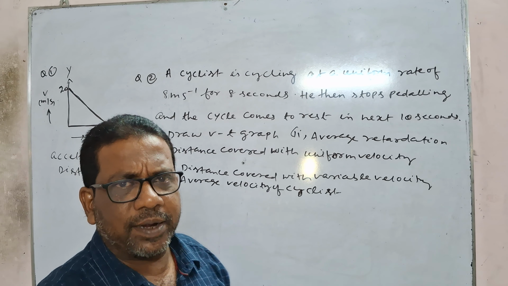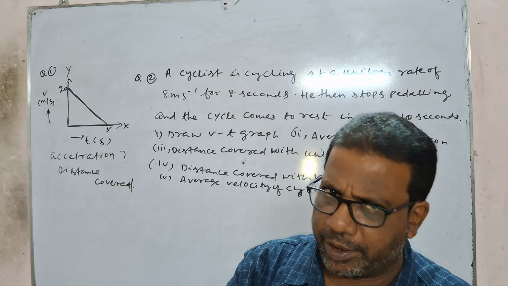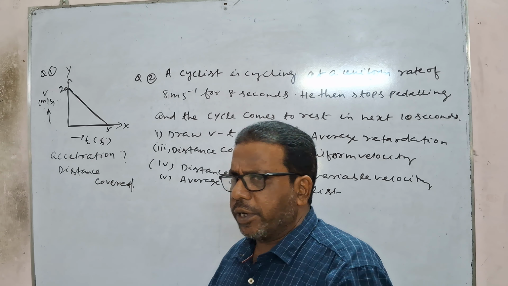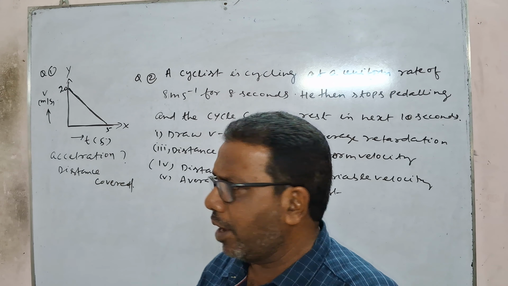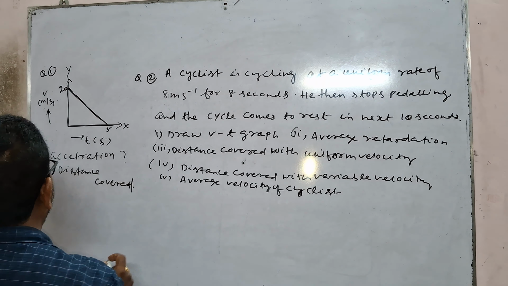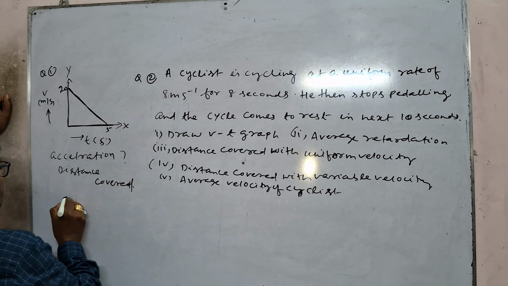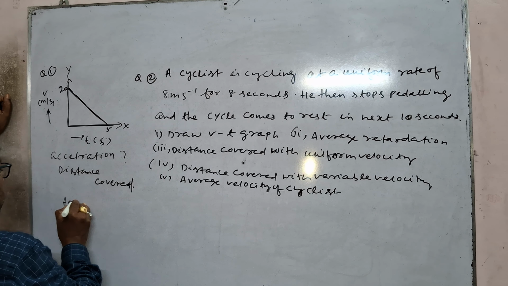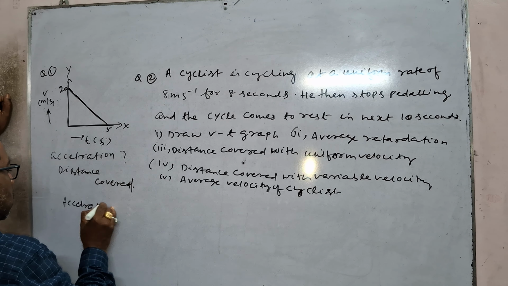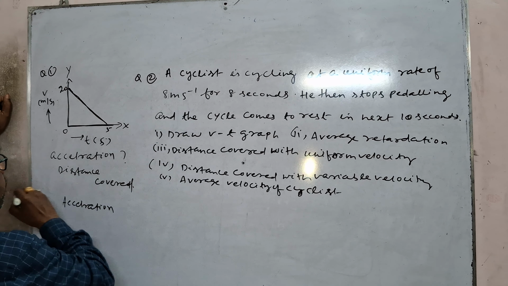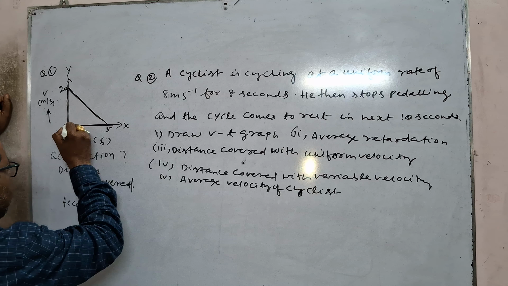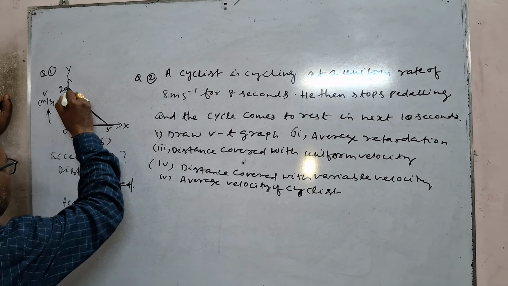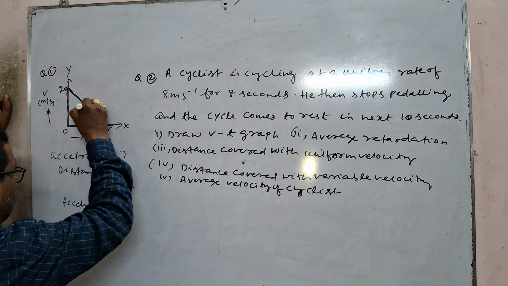To find acceleration from a VT graph, as I told in the previous video, we have to find the slope. Acceleration is equal to the slope of the graph. This is the slope.